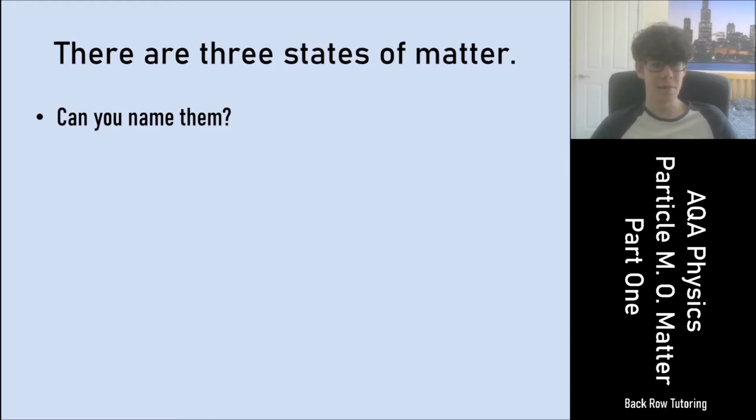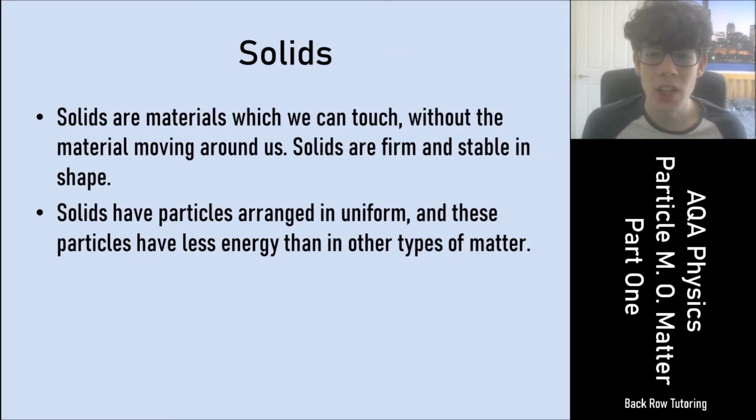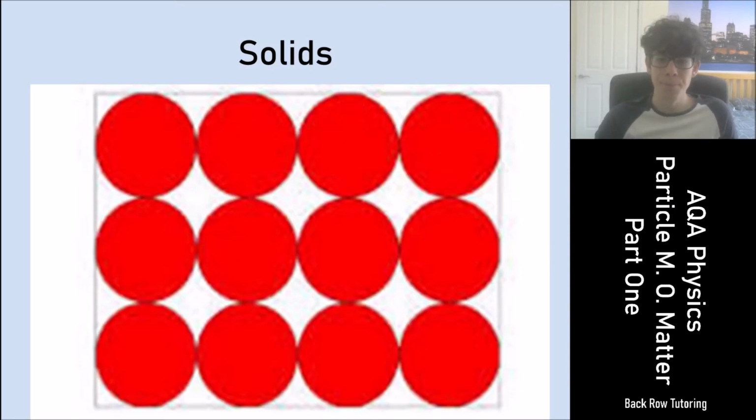There's 3 states of matter. Can you name them? Let's have a look at what they are. The first is a solid. Solids are materials which we can touch without the material moving around us. Solids are firm and stable in shape. Solids have particles arranged in uniform, and these particles have less energy than in other types of matter.